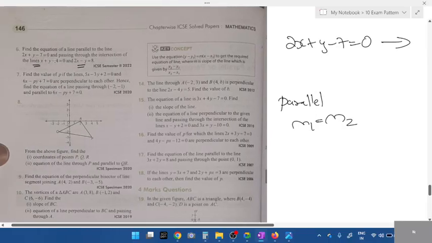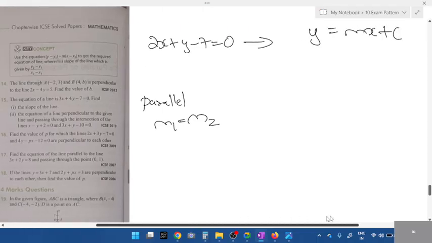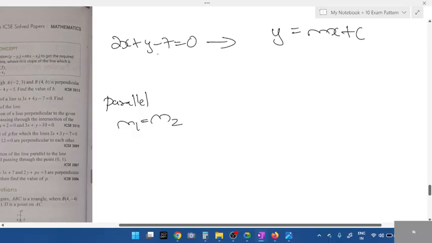Okay, I'll read it again. Look, student, look at the first line. Find the equation of the line parallel. Equation of the line parallel to which line? 2x plus y minus 7. Convert that and find the m value. If you convert this, y would remain as it is. Minus 7 goes to the other side, becomes plus 7. See, minus 2x plus 7. What is the m value? Yes, m is minus 2. For this question, m is minus 2.